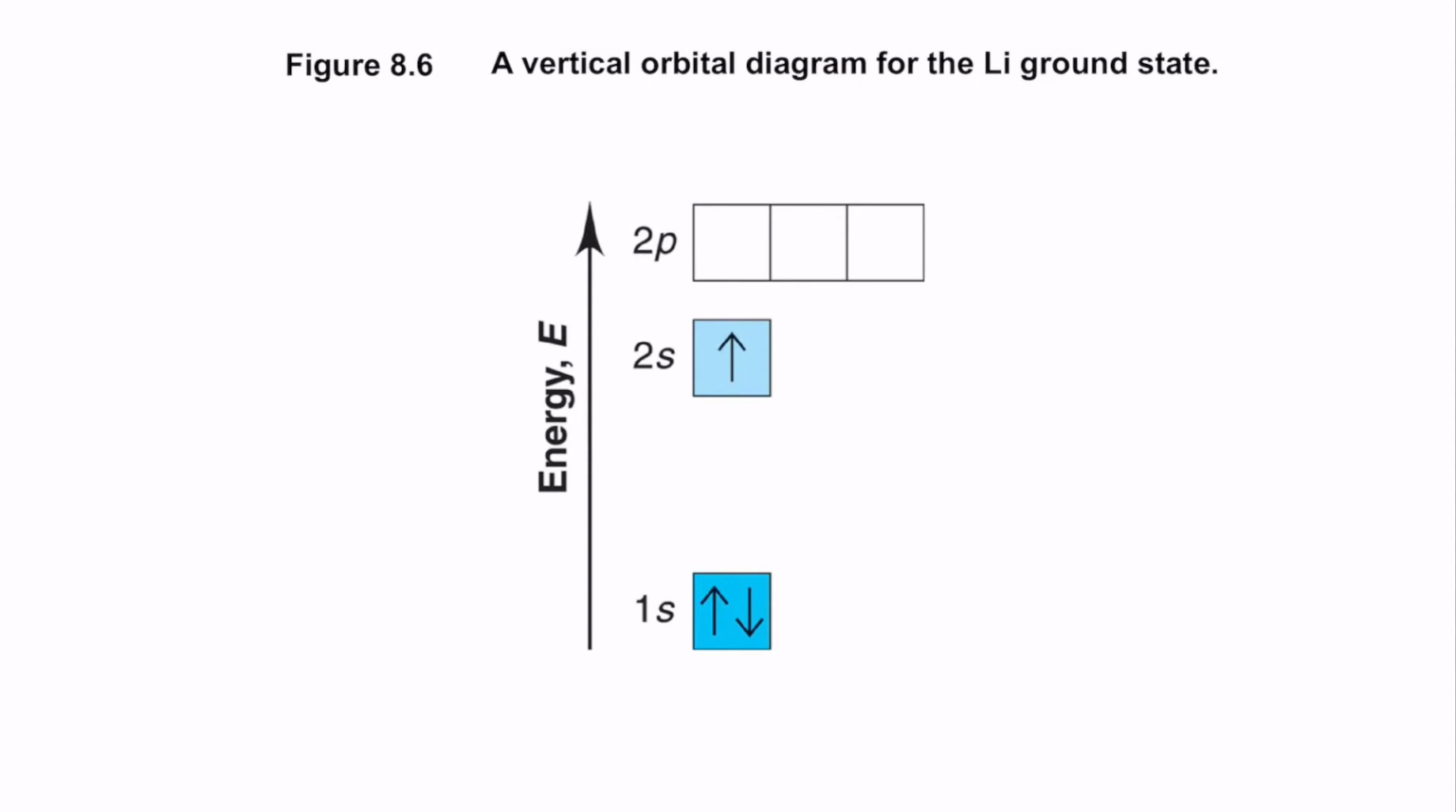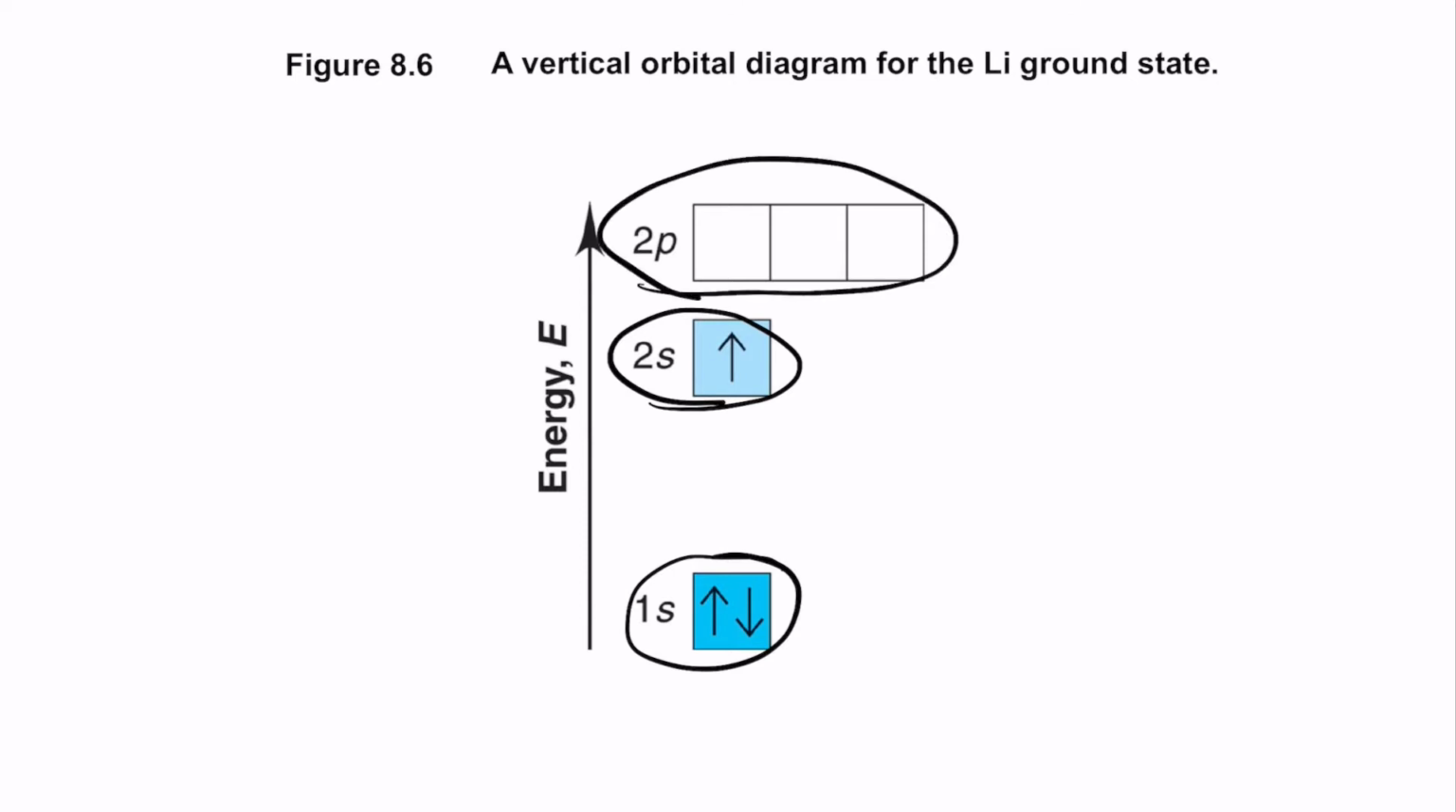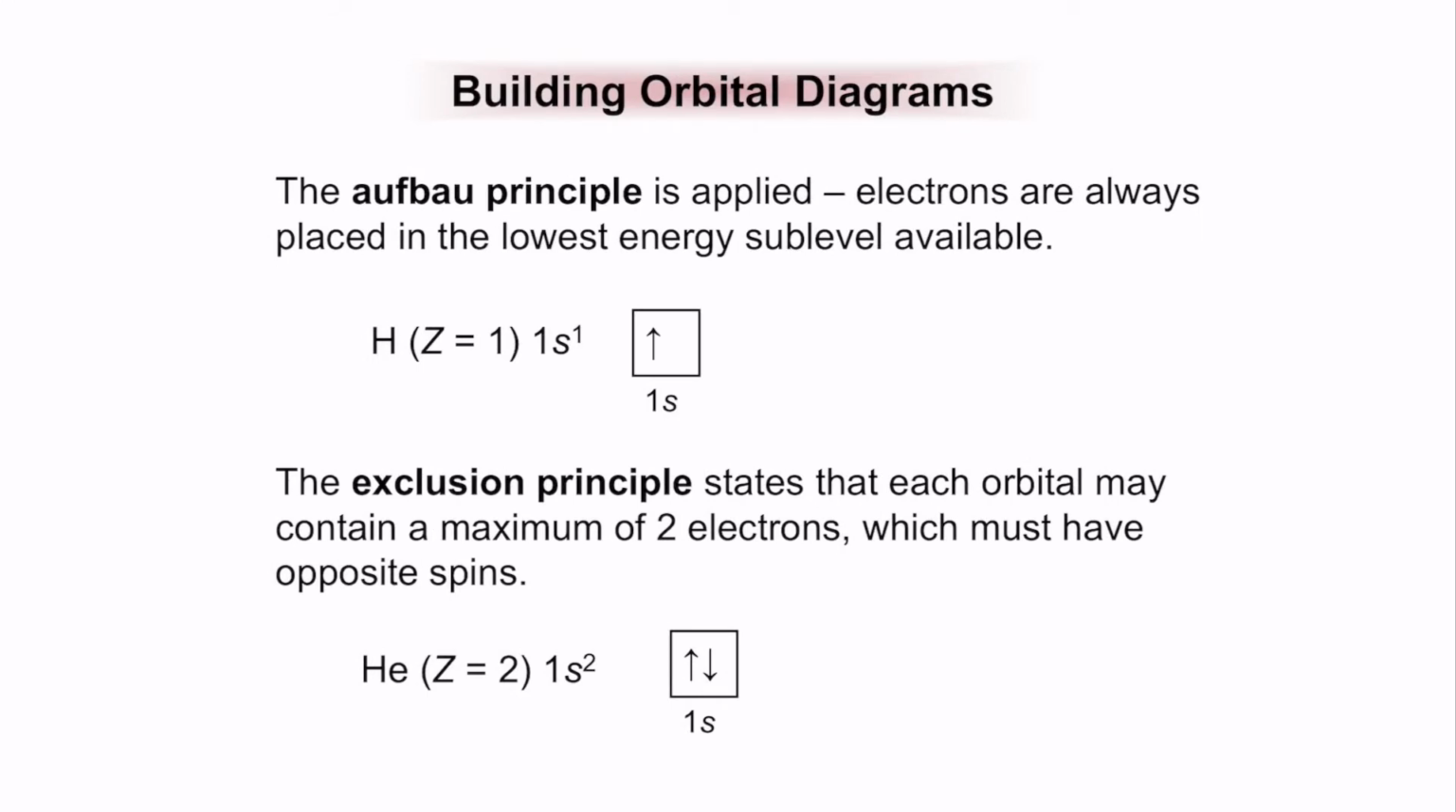How would you fill the electrons here? First you fill the least energy level. Once you complete the least energy level, next you go to the second least energy level. Next you go to the third least energy level. So this way you go from bottom to top. You always fill the least energy first and then you go upwards.